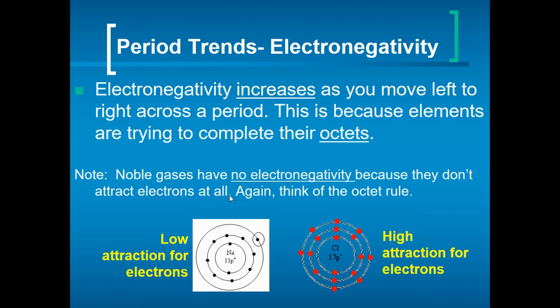Okay. The one exception is your noble gases in terms of this trend. Noble gases have no electronegativity. Their electronegativity is zero because they want nothing to do with anybody's electrons at all because they're already perfect. They already have that octet. Okay. So their electronegativity is not important at all.